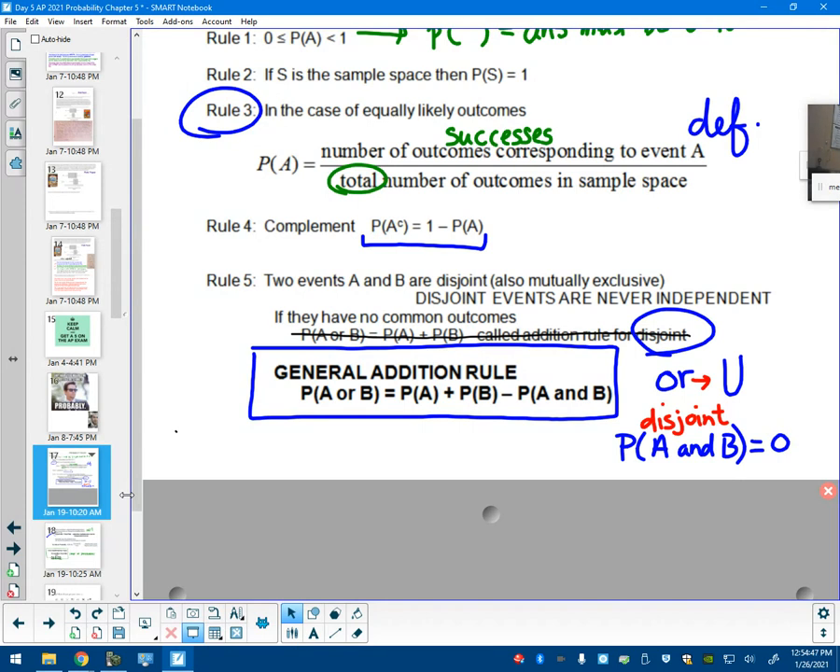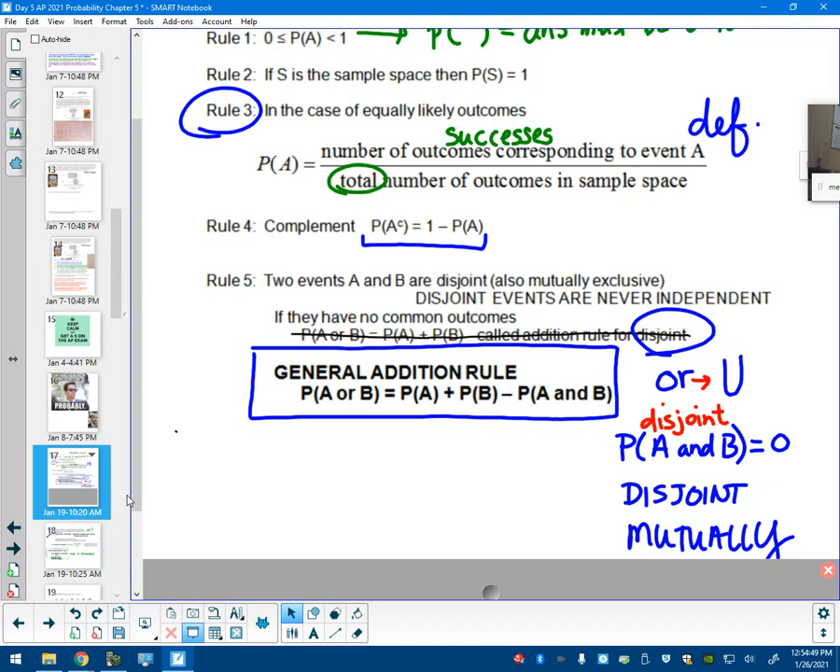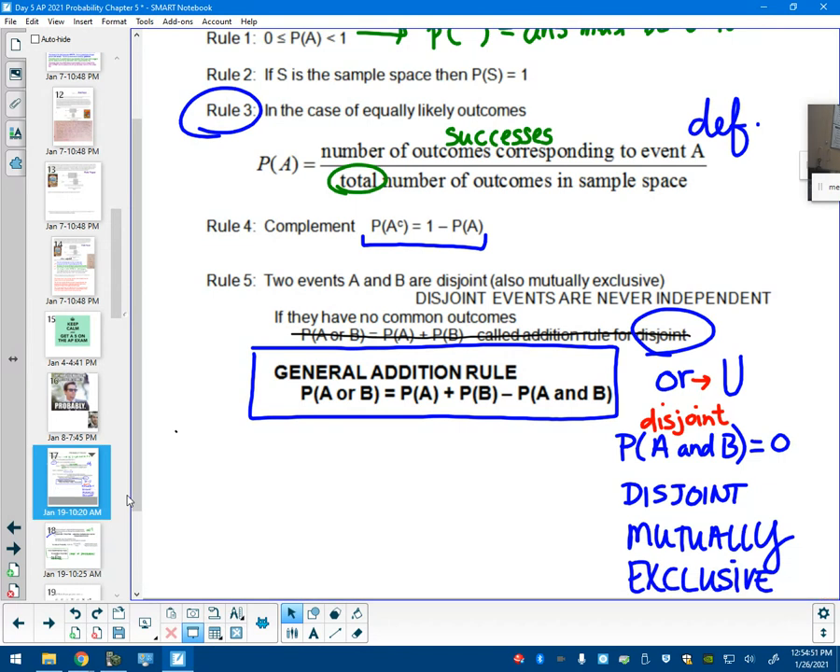All right. Disjoint also means mutually exclusive. Those two words are the same. And then we have a few more things we're going to add below, so I'll give you a moment to catch up.